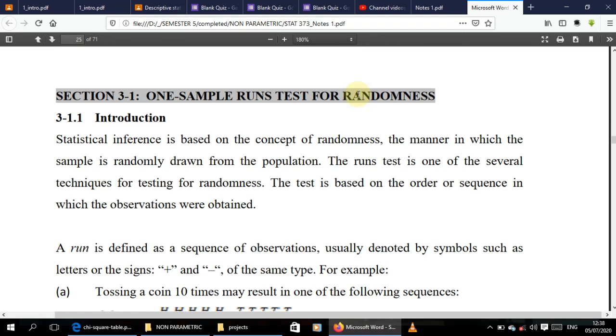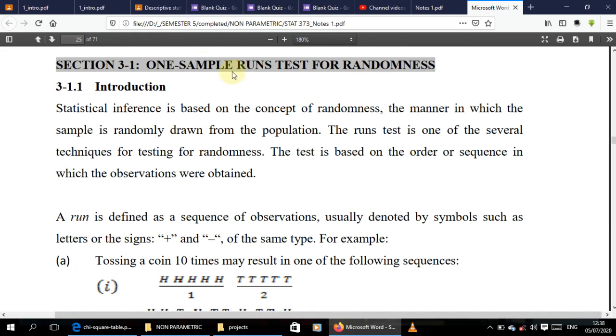Okay, all right. So to do that, you have to test for randomness. And the best test to use is the one sample runs test. So let's go through. The runs test is one of the several techniques for testing for randomness. There are other techniques, but we are looking at the runs test.